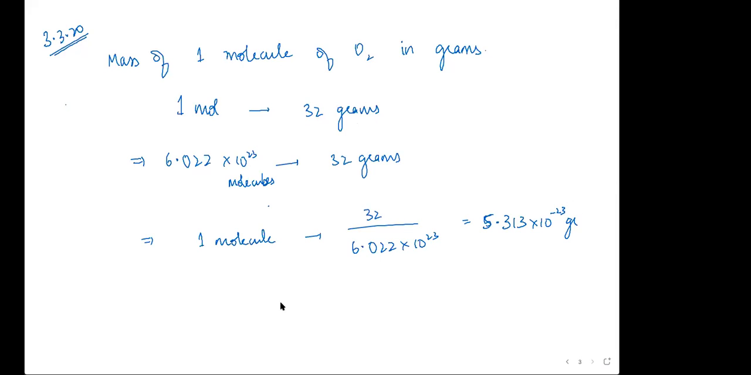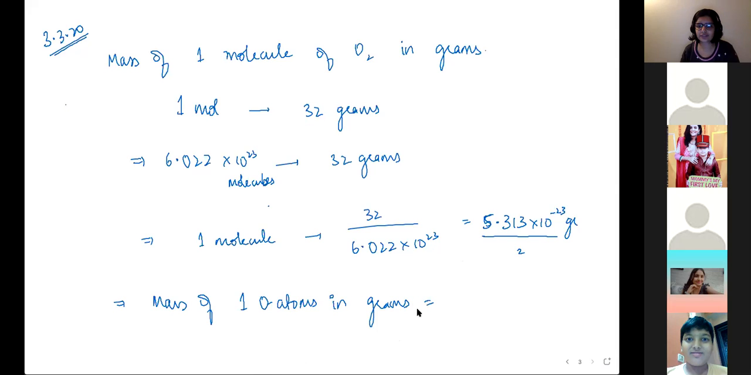So can you find the mass of one oxygen atom in grams? Ma'am, same thing, but it will be 16 instead of 32. Yeah. Or one molecule has two atoms, right? So if you divide it by 2, you'll get the mass of one atom. You can do that also. Okay.